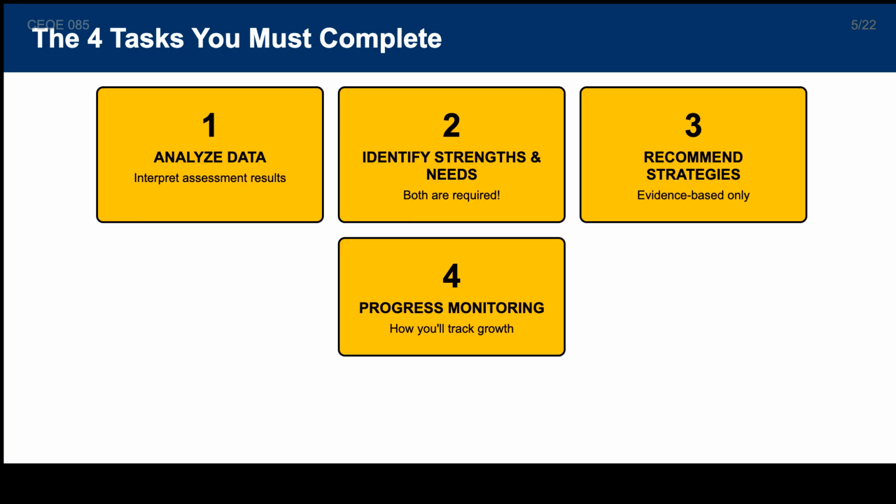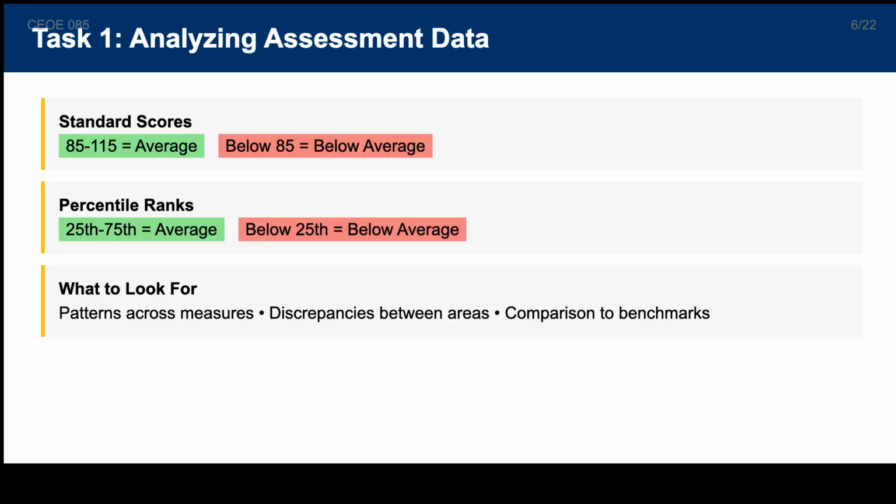For Task 1, you need to understand assessment scores. Standard scores, 85 to 115 is average range. Below 85 indicates below average performance. For percentile ranks, 25th to 75th percentile is average. Below 25th percentile is below average. When analyzing data, look for patterns across multiple measures. Look for discrepancies. For example, if verbal skills are strong but written expression is weak. Compare scores to grade-level benchmarks. Always reference specific numbers from the case study in your response.